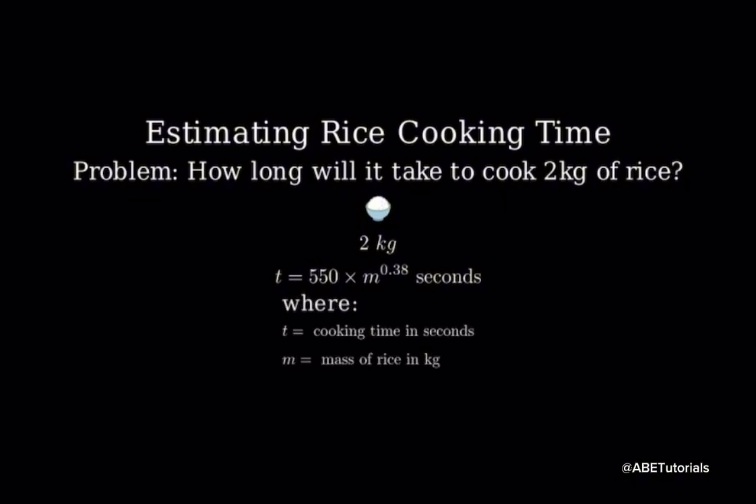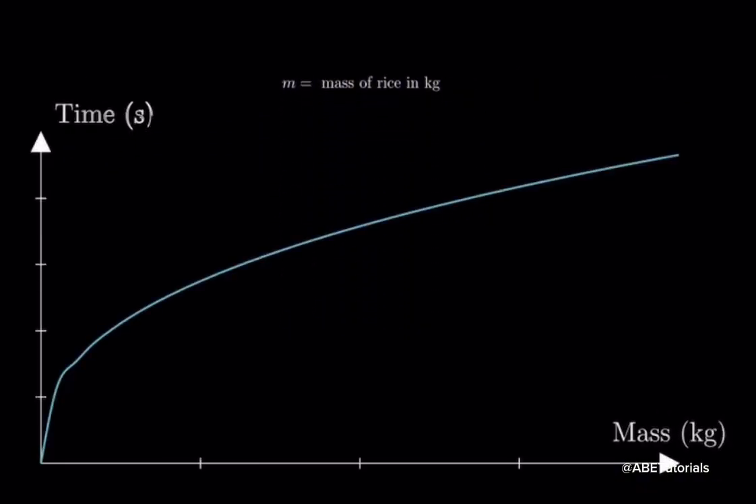The formula states that the cooking time in seconds is equal to 550 times the mass of rice in kilograms raised to the power of 0.38. Let's understand why this formula makes sense. As the mass of rice increases, the cooking time also increases, but not linearly. The power of 0.38 means that doubling the mass of rice won't double the cooking time. It will increase it by a smaller factor.